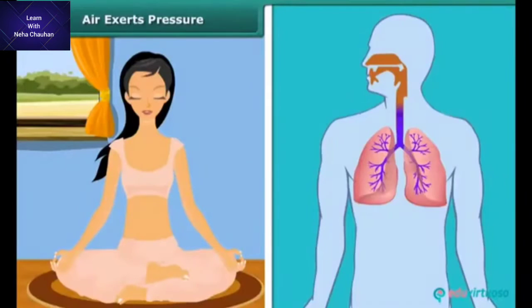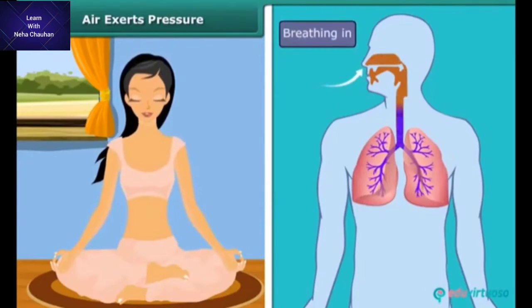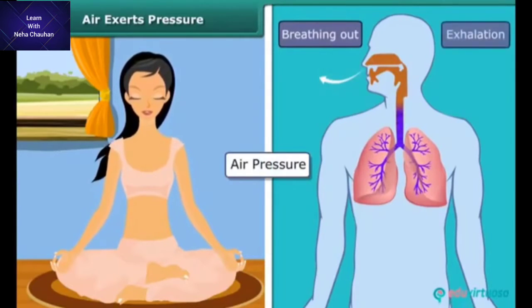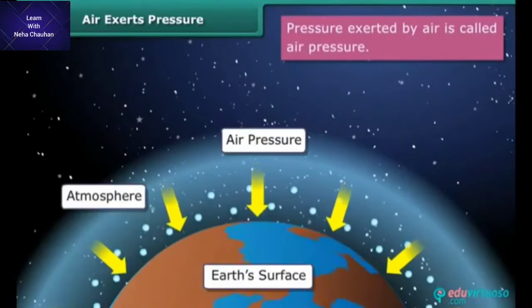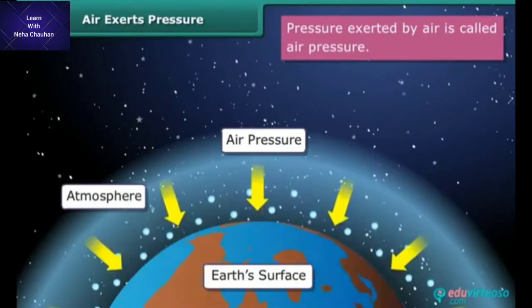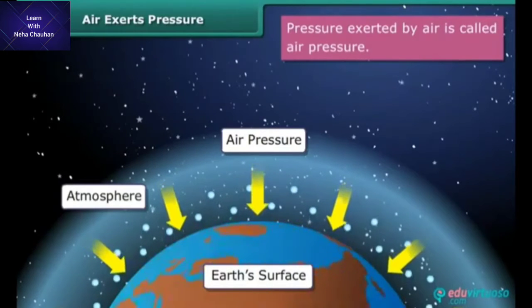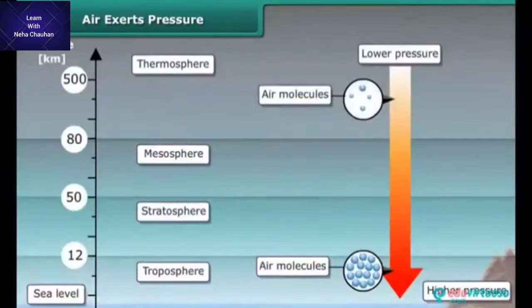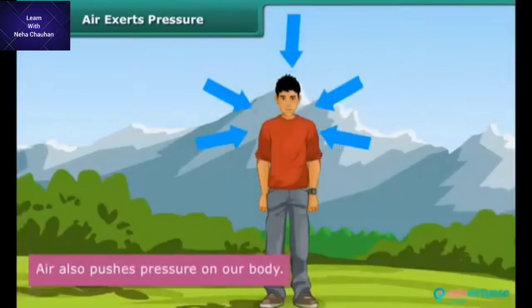Now we know air exerts pressure. Have you observed how we inhale the air into the lungs? It is the air pressure which forces the air into our lungs when we breathe in. Earth's atmosphere is made up of a number of gases. These gases exert pressure on the surface of Earth. We call this pressure air pressure. The atmosphere of Earth is 800 km wide. When we go up in the air, the pressure decreases. Air also pushes our body.